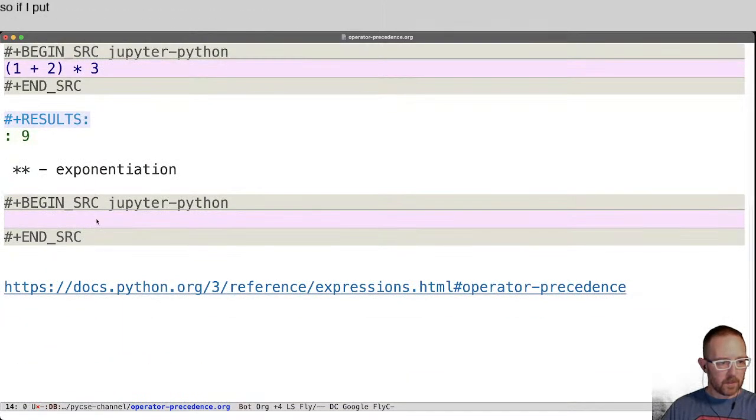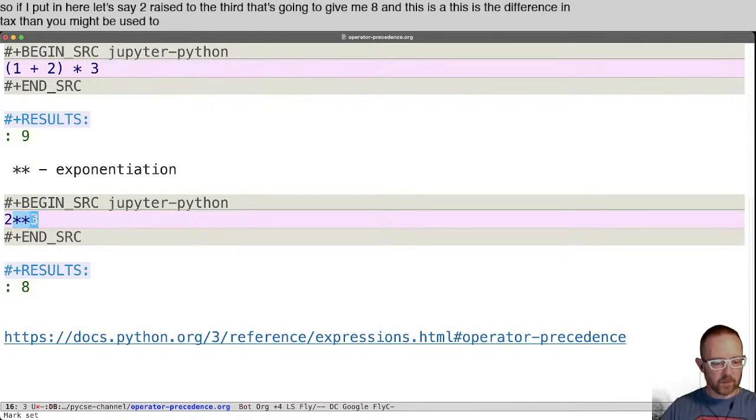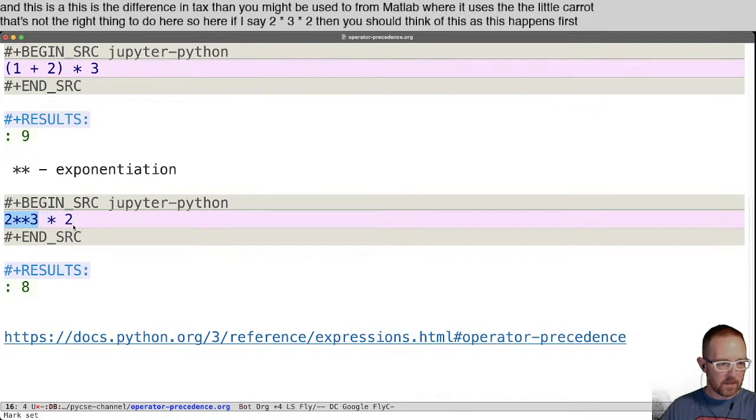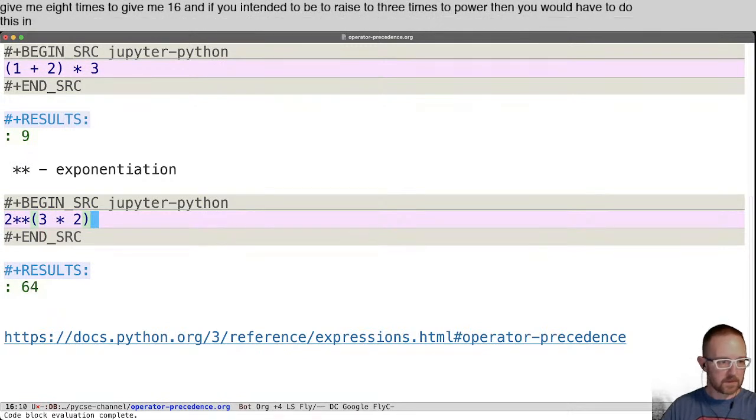If I put in here, let's say 2 raised to the third, that's going to give me 8. And this is a different syntax than you might be used to from MATLAB, where it uses the little caret. That's not the right thing to do here. So here, if I say 2 to the 3 times 2, then you should think of this as this happens first to give me 8, times 2 will give me 16. And if you intended it to be 2 raised to the 3 times 2 power, then you would have to do this in parentheses. That would be 2 to the 6, which is 64.